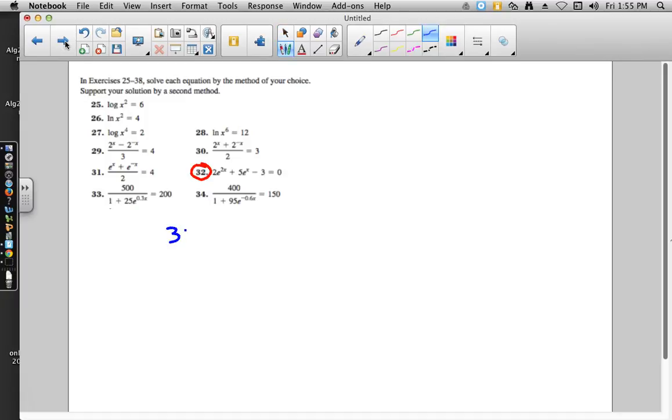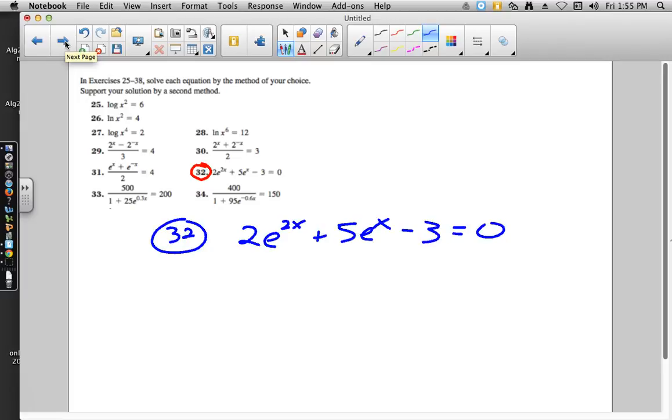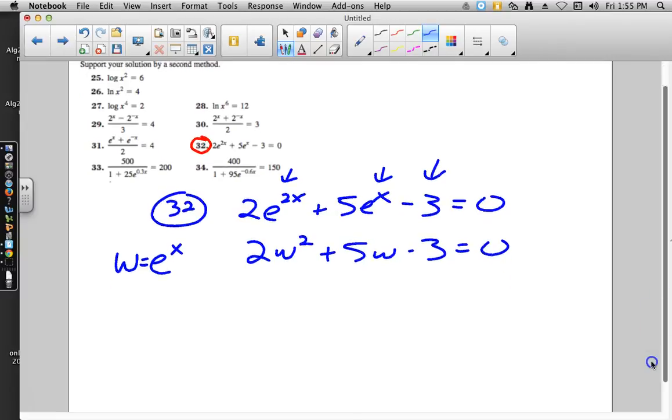And in 32, we have a very similar situation. We can see that we have something squared, something to the first, and then a constant, so we are working with a quadratic here. And what we want to do, if we can, is we want to factor this. So I start thinking, all right, I'm going to put a w in there. We wouldn't necessarily have to with this one because it is factorable, but I think you'll be able to see it easier if I make w e to the x. So 2w squared plus 5w minus 3 equals 0.